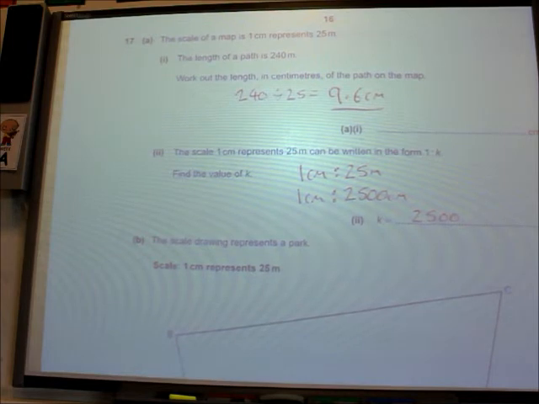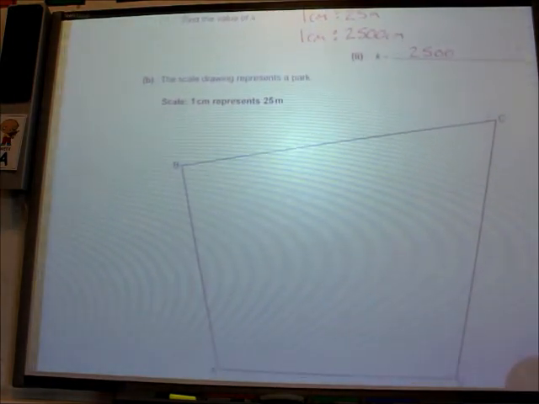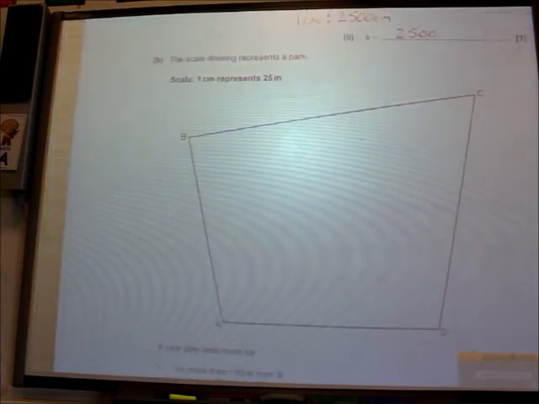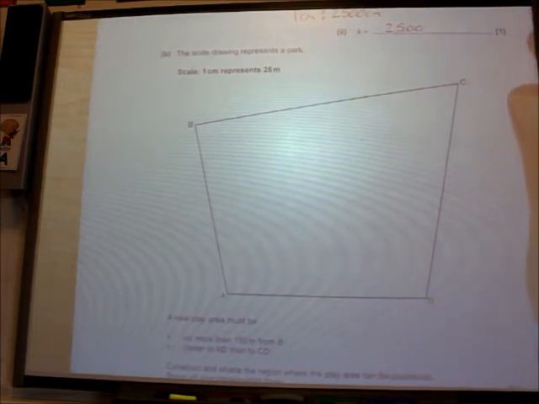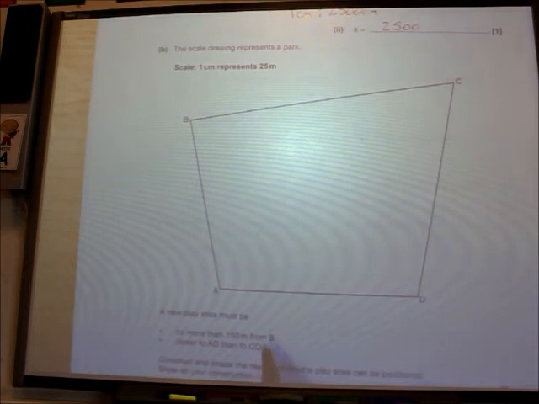Next one, the scale drawing represents a park. 1 centimetre represents 25 metres. Got all that lovely stuff. Let's zoom out a little bit so we can read the question. A new play area must be no more than 150 metres from B.